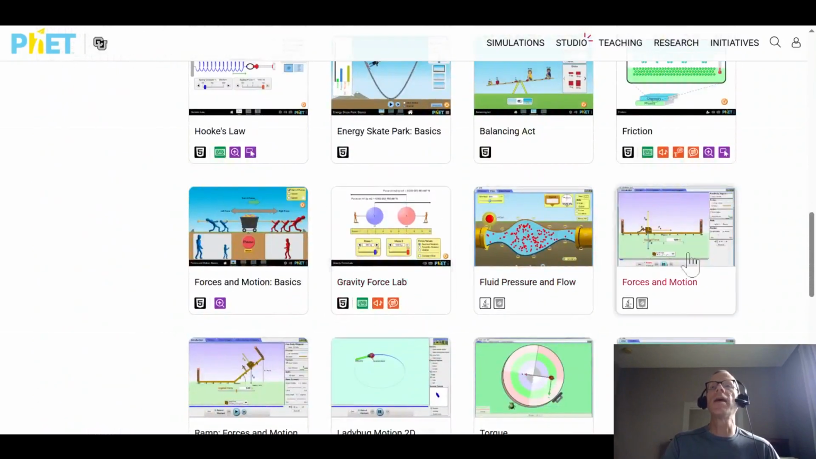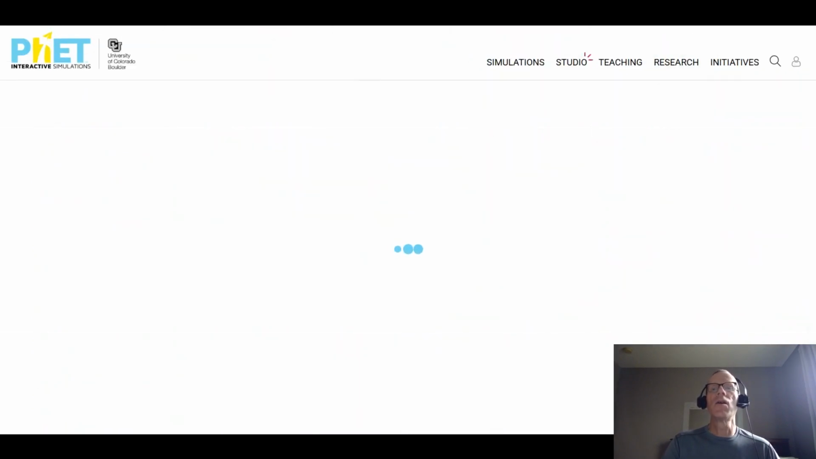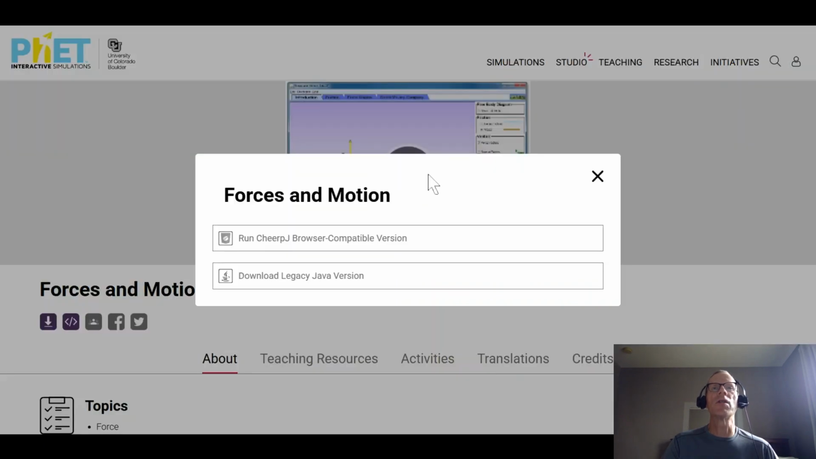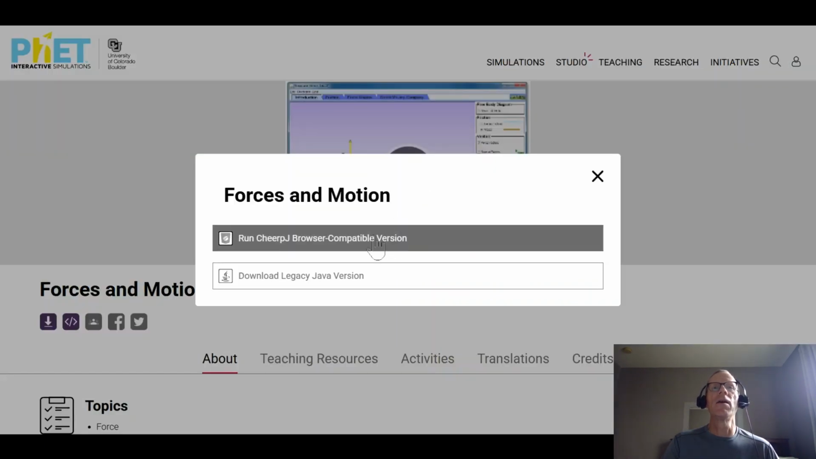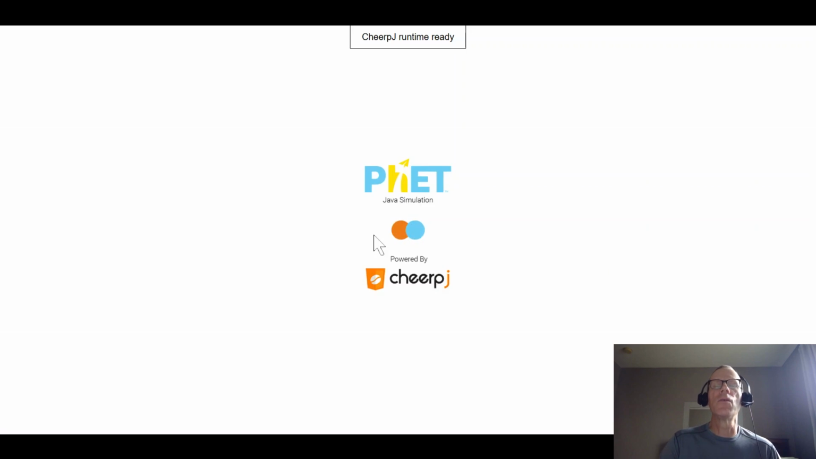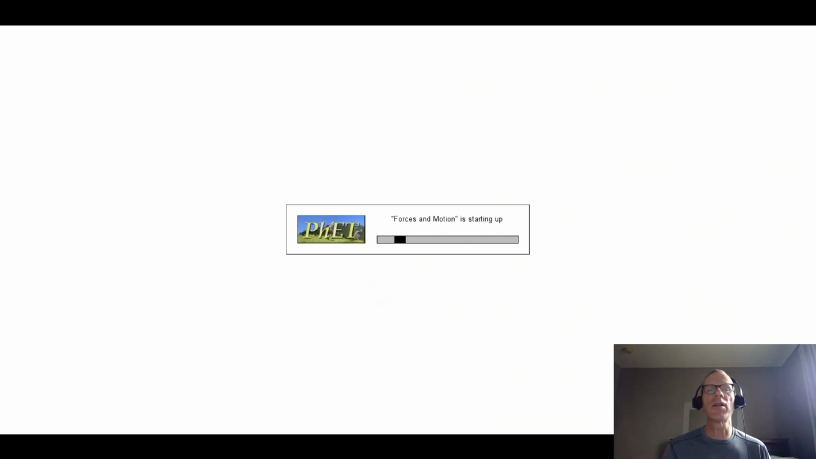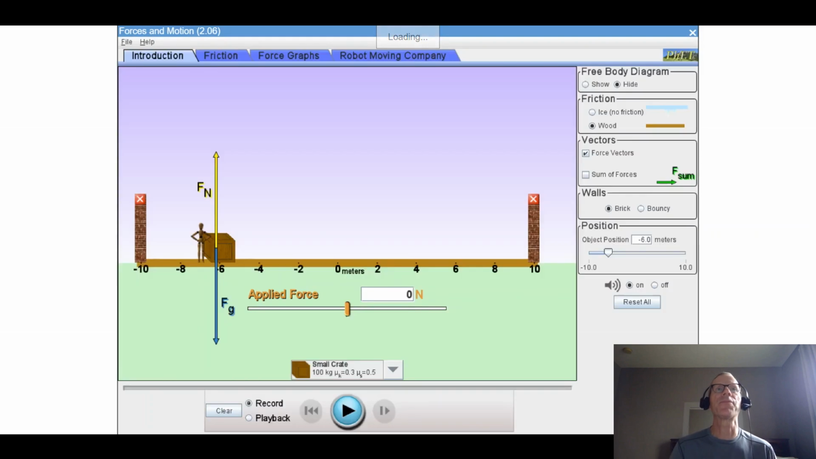And these run in the browser. They're not quite as fancy as the HTML5 versions. So you click on that, and I click on run in the browser. This is going to be very qualitative, and it's basically going to look at the relationship between force, mass, and frictional force. So looking at frictional forces.